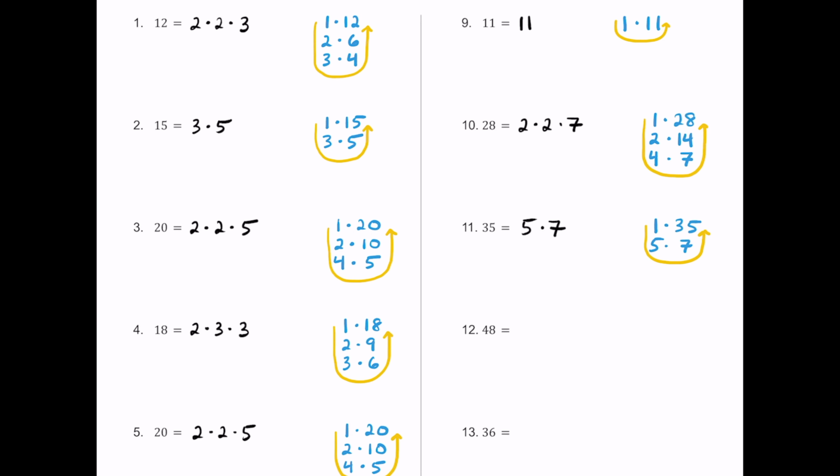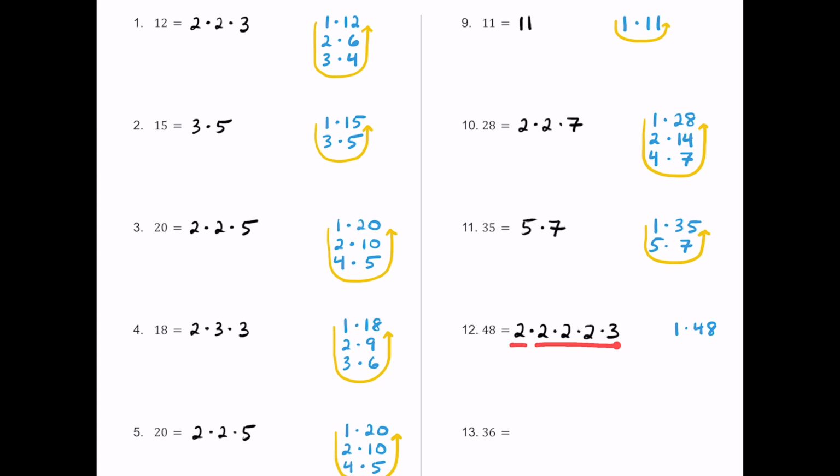For number 12, we have this number 48. So 48 breaks down into, let's see, 2 times 2 times 2 times 2 times 3. That would be the prime factorization for 48. So starting off, we know we have 1 and 48, just like usual. We do have a 2 on here, so 2 times the rest of these.